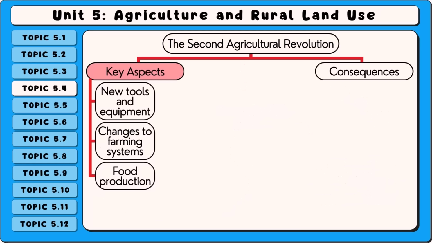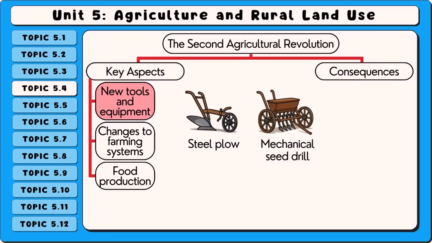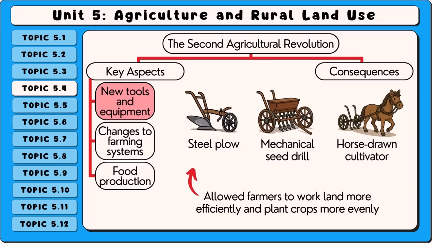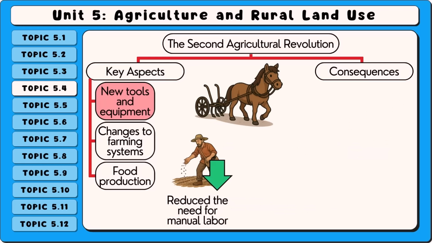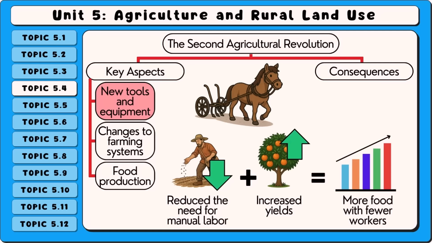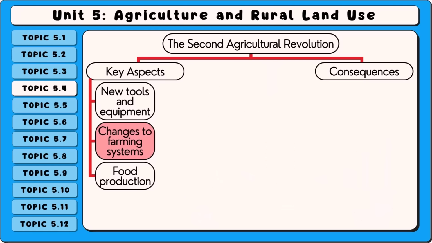This revolution is defined by 3 important aspects: new tools and equipment, changes to farming systems, and the overall impact on food production. The first aspect is the development of new tools and equipment. Inventions like the steel plow, mechanical seed drill, and horse-drawn cultivator allowed farmers to work land more efficiently and plant crops more evenly. These tools reduced the need for manual labor and increased yields, which meant farmers could grow more food with fewer workers.